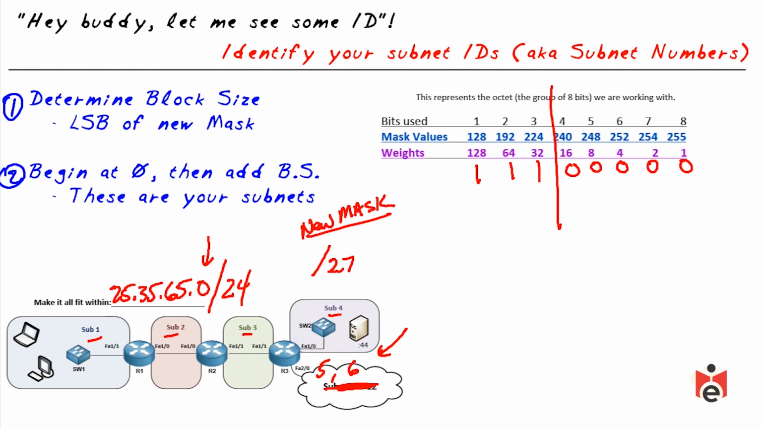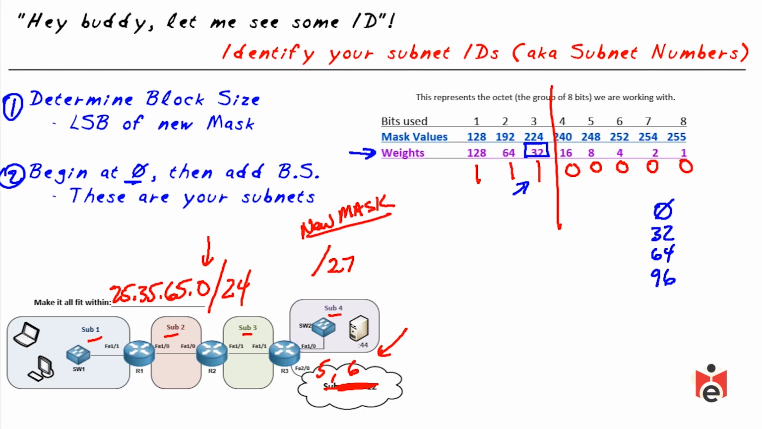So here's the process that I would go through in solving this. If you were watching me sitting at a desk and actually going through this, I would have written out the weights. Now, I do have a lot of it memorized, but on an average day, I would write out the weights, and I'd say, okay, great, my block size is 32, because that's the least significant bit of the new mask. And I would say my subnets are 0, because that's where we always start. And the next subnet would be 32 more, and the next would be 32 more, and the next would be 32 more.